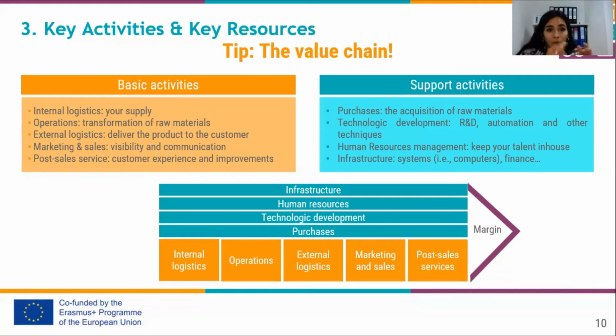Then I will have the human resource management, because I have people working in the different areas. So I have to manage the different people that are working in these areas in order to keep the talent in-house. And then I have the infrastructure activities that are related to the different systems, for example, computers or software, or the finance that is related with the different basic activities that I have here. Okay, so for example, I will need maybe a system in order to control the operations that are taking place in the factory in which I am producing the final piece of clothing that I am developing.